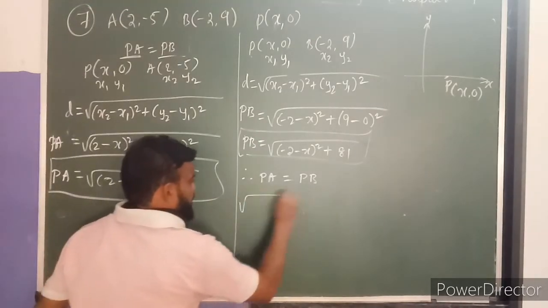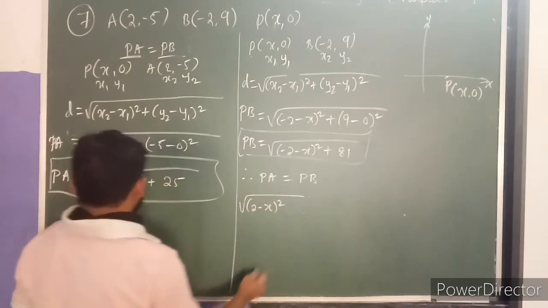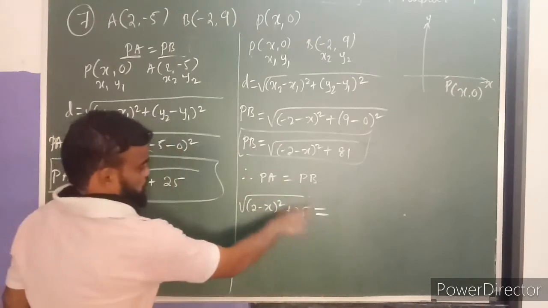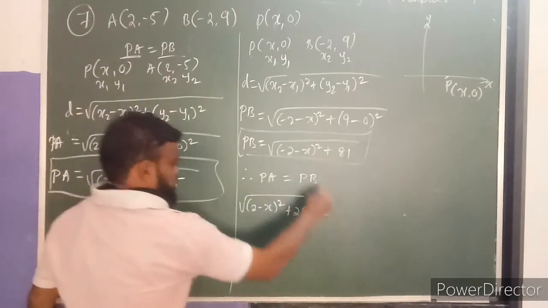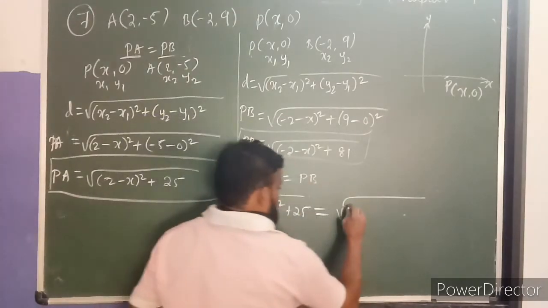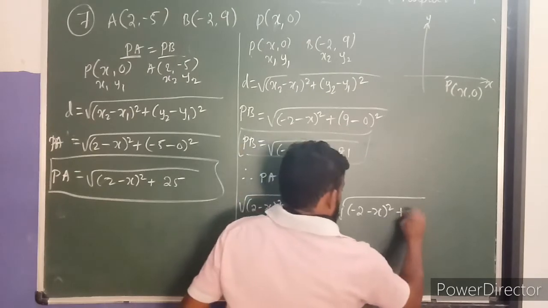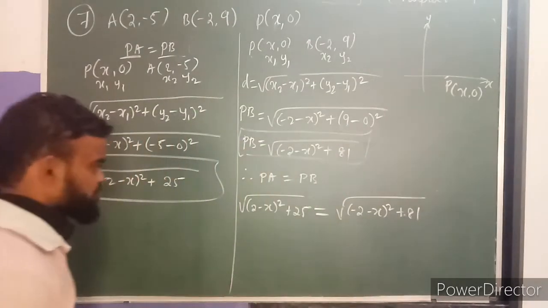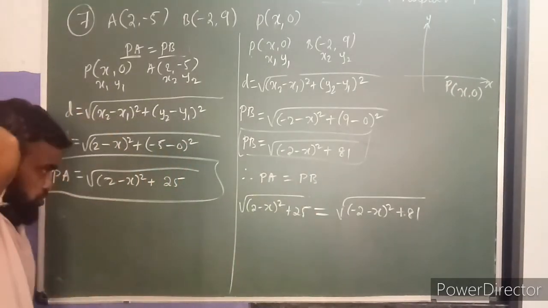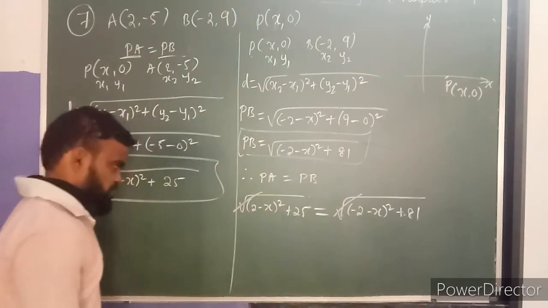What is the PA? Under root 2 minus x whole square plus 25. What is PB? I will write here: under root minus 2 minus x whole square plus 81. Right? Both I have left. PA is equal to PB. Now the square roots on both sides get cancelled.